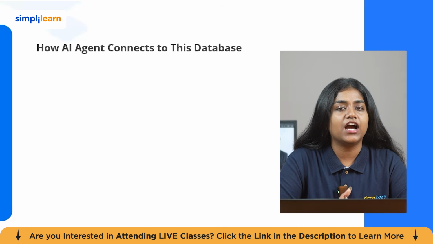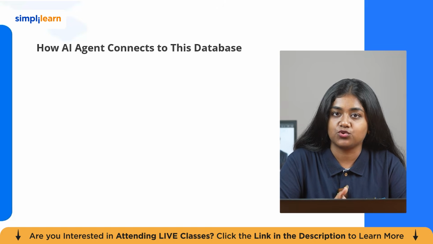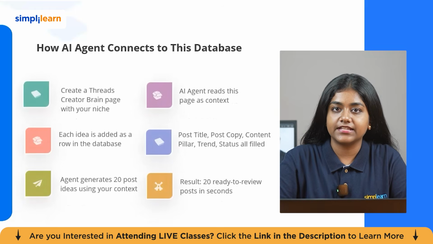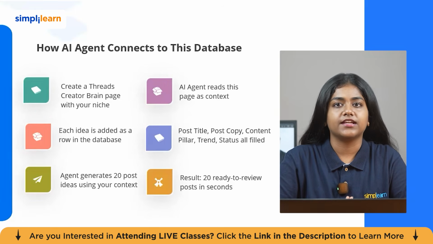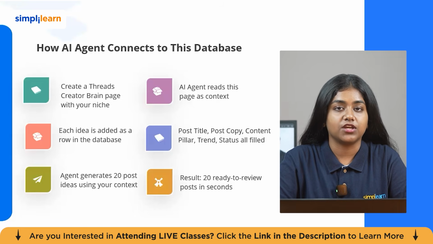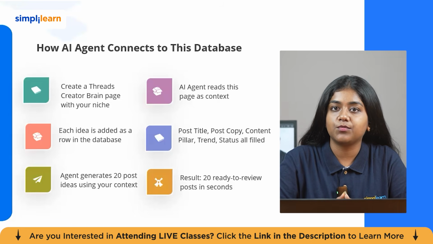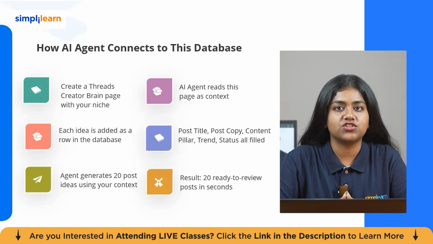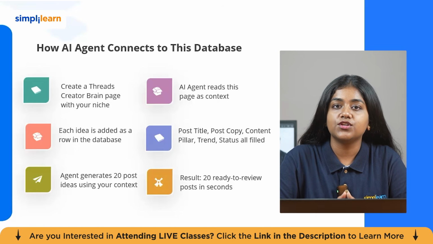So let's understand how the AI agent actually connects with our Notion database. First, we create a Threads Creator Brain page. This page contains all the important context about our niche, our audience, our content style, and the type of posts we want to create. Then the AI agent reads this page as context. So instead of giving random ideas, it understands our strategy first.